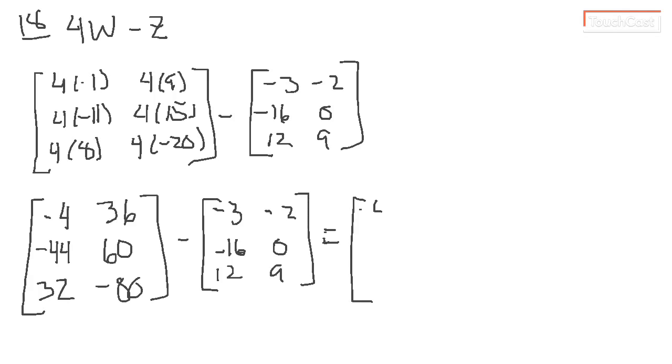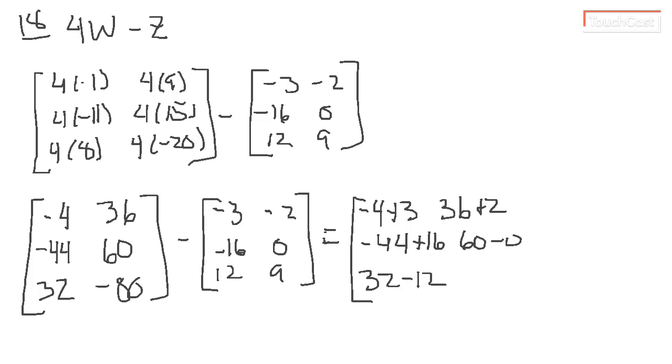We're going to have negative 4 minus negative 3, so negative 4 plus 3. We're going to have 36 minus negative 2, so 36 plus 2. We're going to have negative 44 minus negative 16, so plus 16. 60 minus 0. 32 minus 12. And negative 80 minus 9.